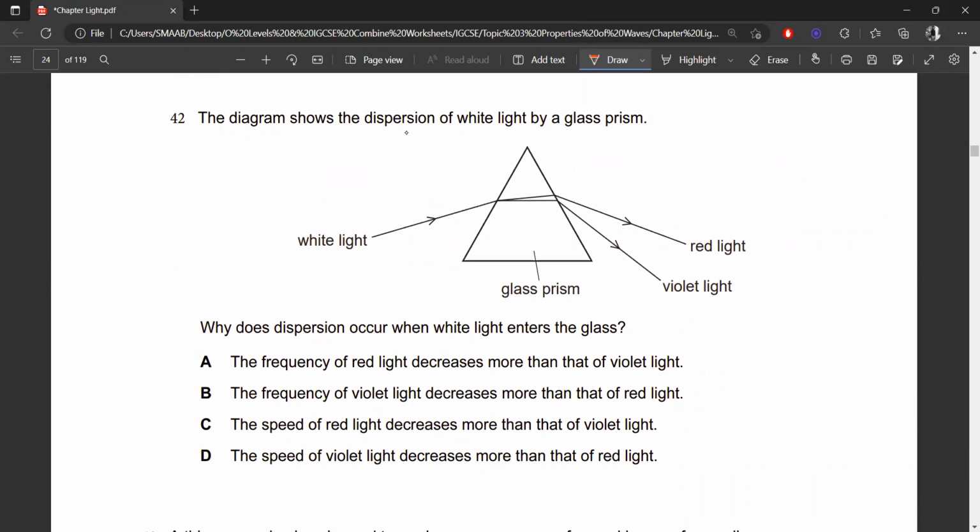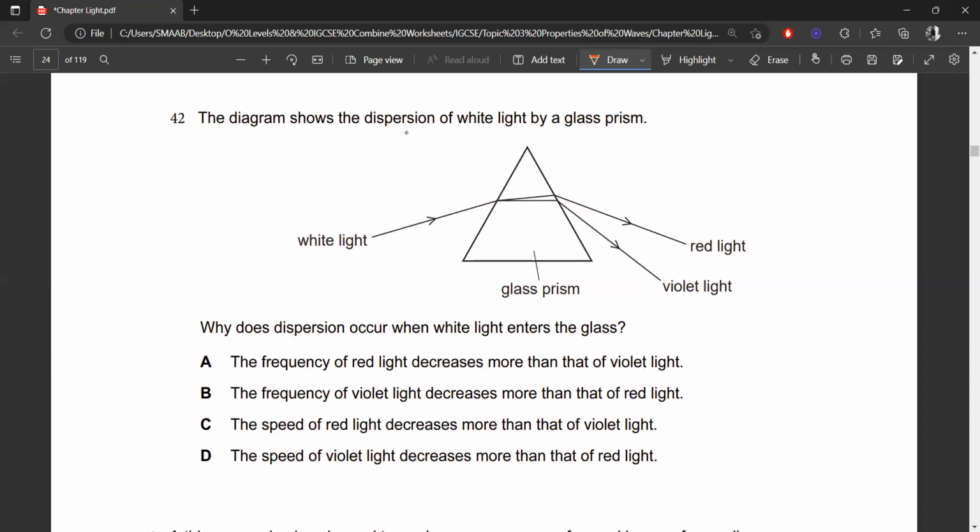B. The frequency of violet light decreases more than that of red light. If you remember that electromagnetic spectrum scale, the frequency of violet is greater than the red. If we are moving on the right hand side, like the infrared, the microwaves and the radio signals, wavelength will increase. And if we are moving on the left hand side from the violet side, we are getting ultraviolet, X-rays and gamma rays.